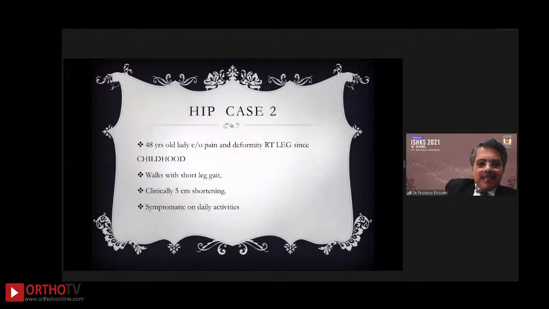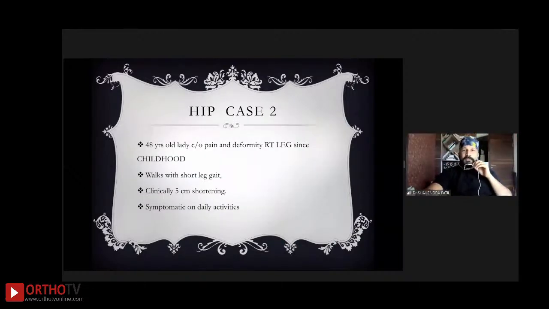Coming to the second case, it was one of the bad days where I really got stuck in this case. It's a 48-year-old female complaining of deformity of the right leg, which was short since childhood, as the patient and relatives narrated. The patient walks with a short limb gait.